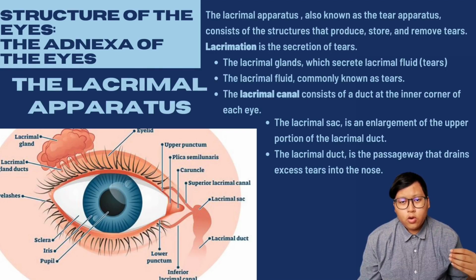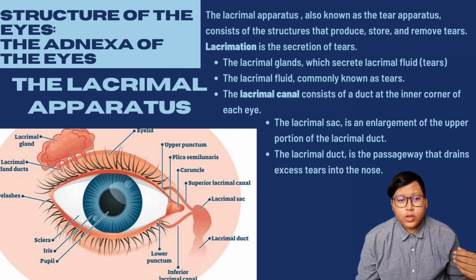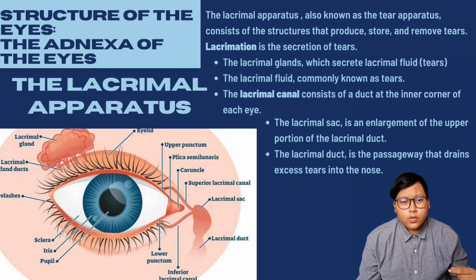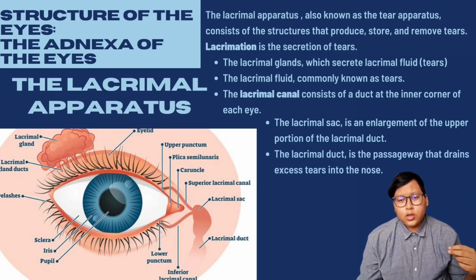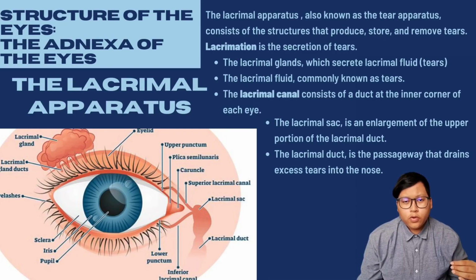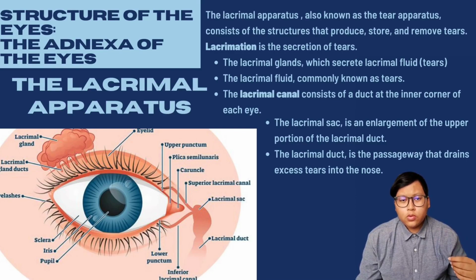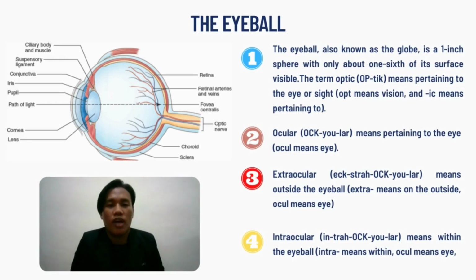Crying is the overflowing of tears from the lacrimal canals. The lacrimal sac is known as the tear sac. It is the enlargement of the upper portion of the lacrimal duct, and is also known as the nasolacrimal duct, which is the passageway that drains excess tears into the nose. So let's take a look at the slide.